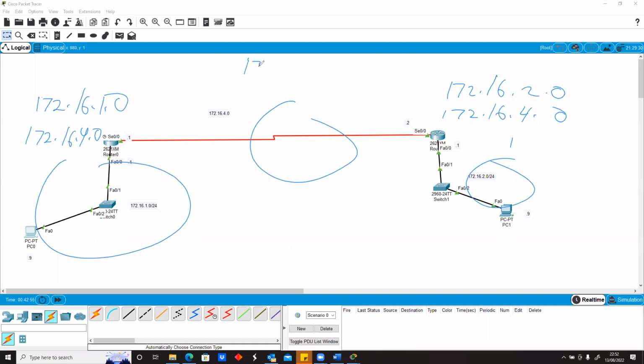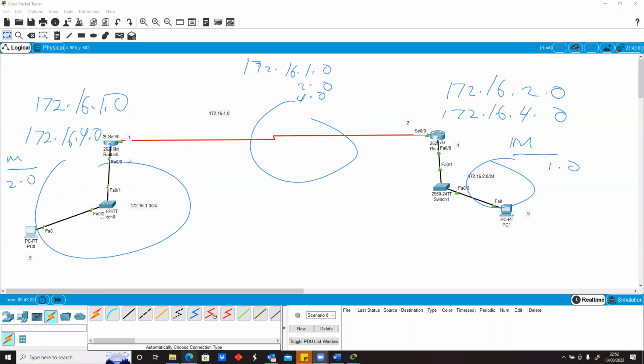So these are all the networks in this topology, 172.16.1.0, the 2.0, and the 4.0. This guy is missing 2.0, and this guy is missing 1.0. So static routing is that we have to put in this 2.0 network in this device and also put in 1.0 in this device.